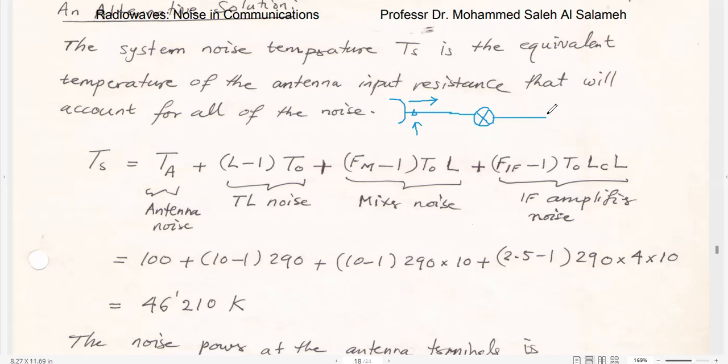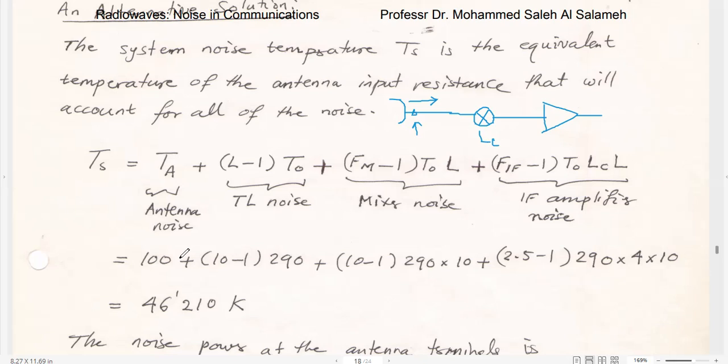Now the IF amplifier. The noise temperature at its input is (F_IF minus 1) times T naught, and we multiply by the conversion loss of the mixer because we are going in the opposite direction, and we multiply by the loss of the transmission line because we are going in the opposite direction. Now we substitute the values.